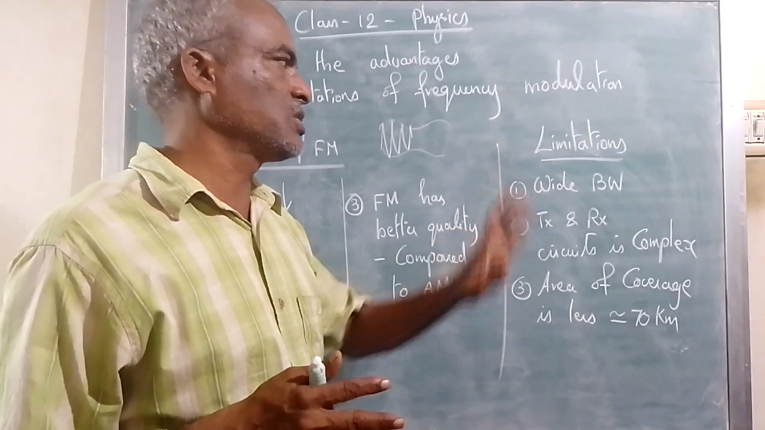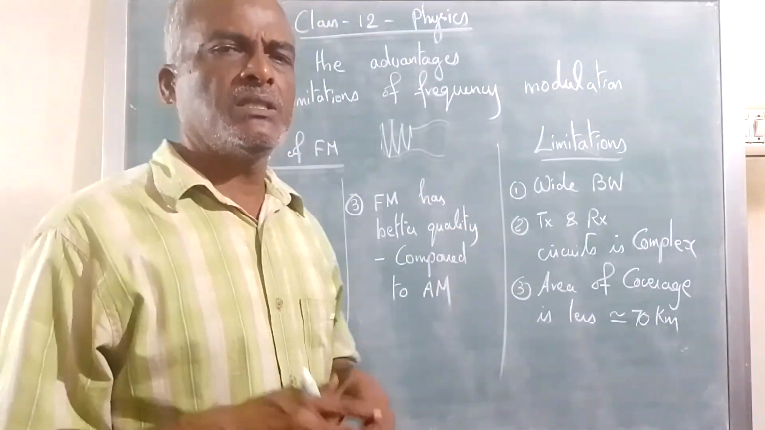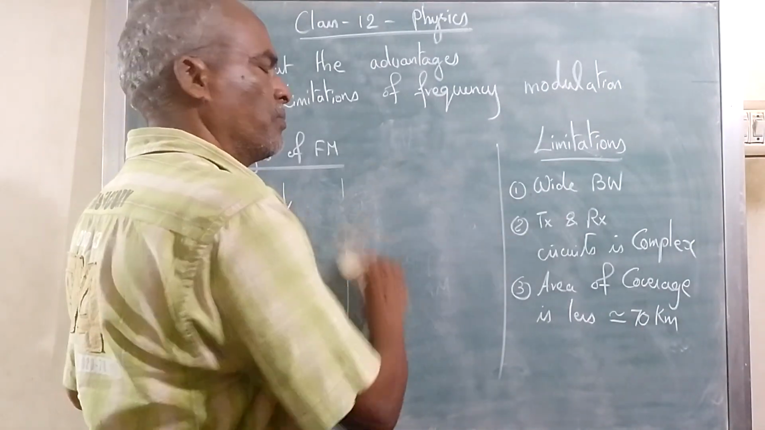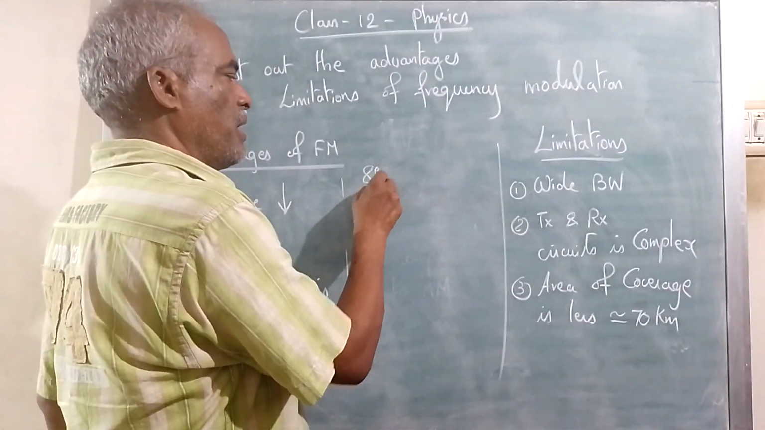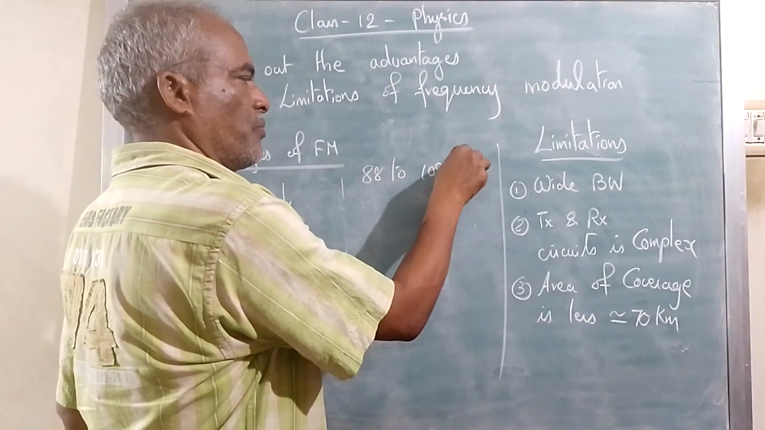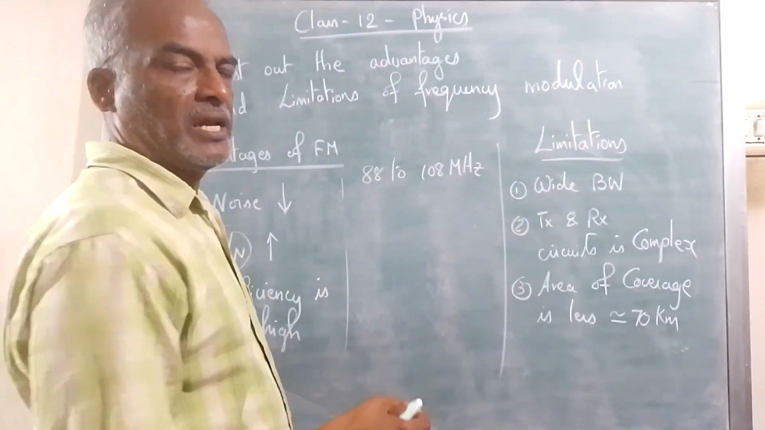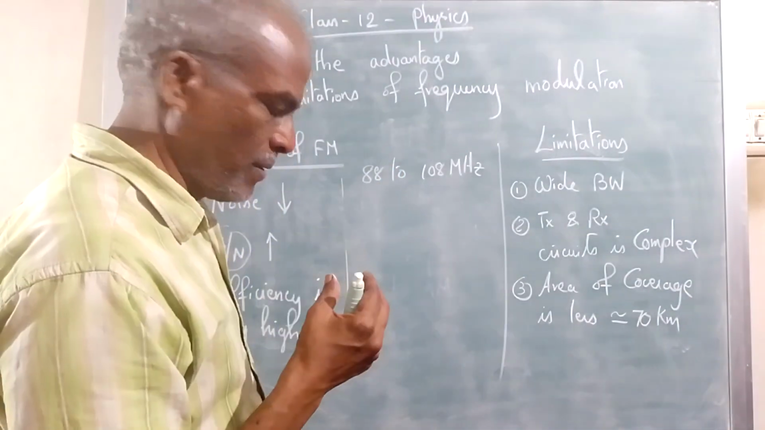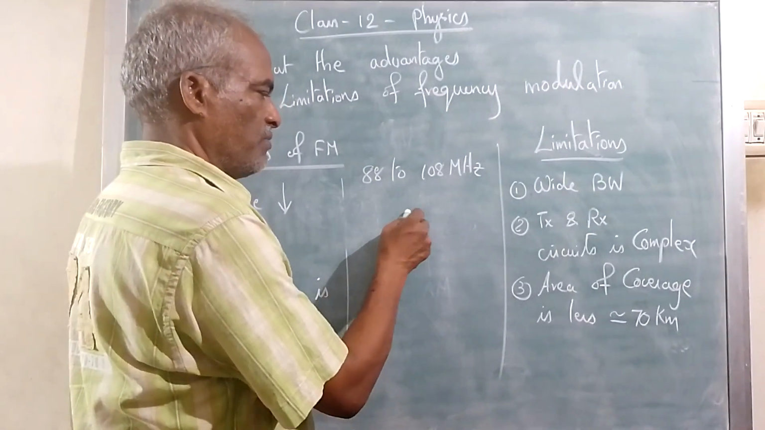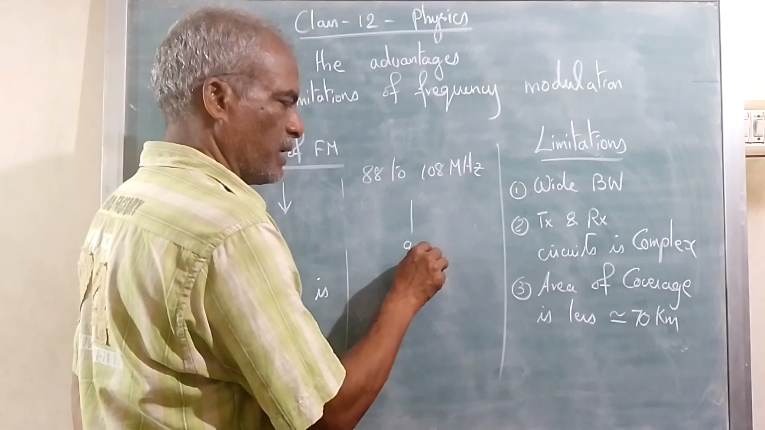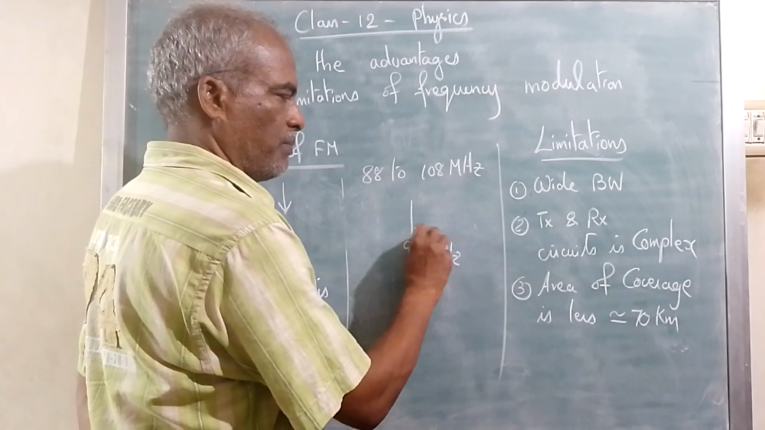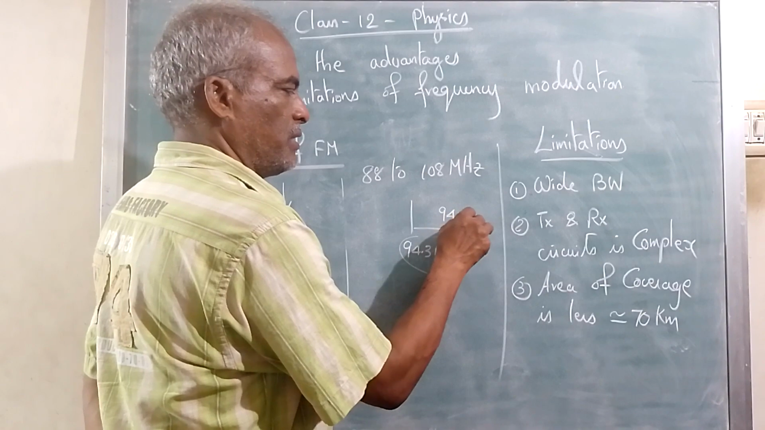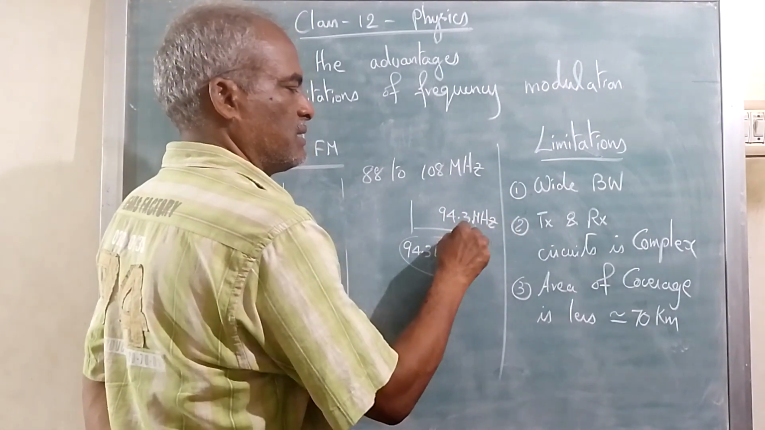Now we will see the limitations of FM. FM needs a wide bandwidth. Wide bandwidth in the sense, if you look into the commercial FM, it starts from 88 to 108 megahertz in India. The bandwidth required for this commercial FM to be transmitted, suppose if the center frequency is 94.3 megahertz, then upper side it is 94.3 megahertz plus 75 kilohertz.